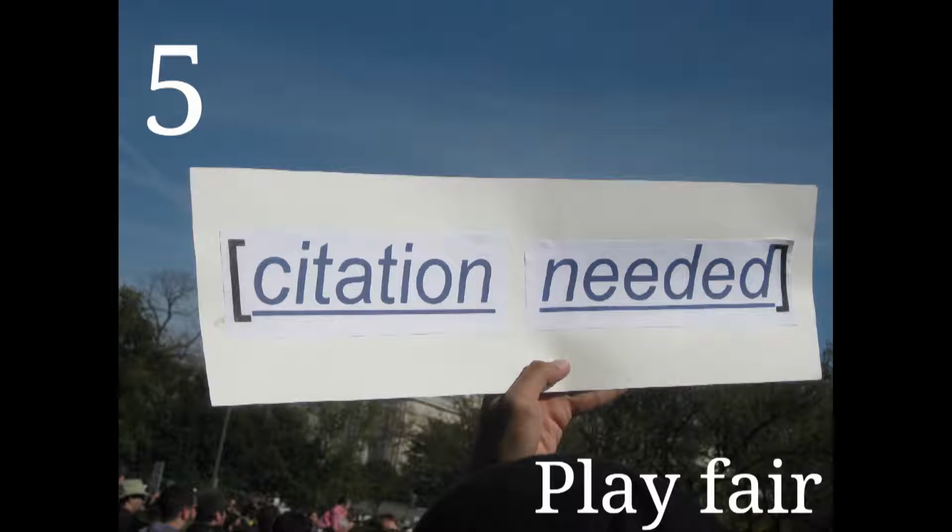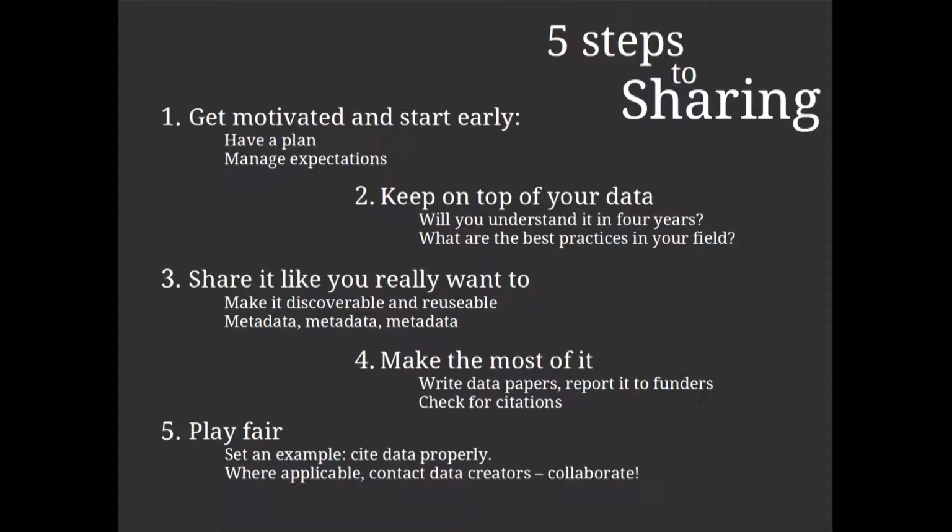And number 5 is play fair. So if you are producing data, it goes back to the point about reciprocity and about citation, and do unto other people's data what you would have them do unto yours. Cite their data, get in contact with them, collaborate, and do everything that you hope people will do with your own. And we can hopefully change the way people work around their data.